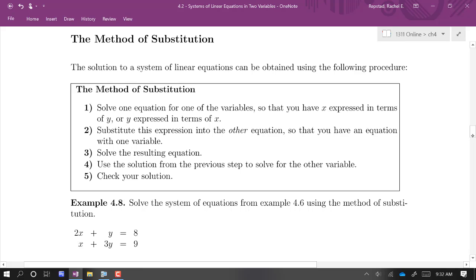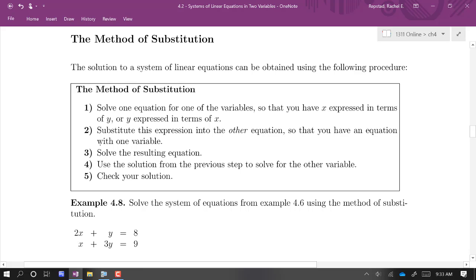Ideally, you make this choice so that you end up with the least amount of work to do, but it'll work either way. No matter which equation you pick, and no matter which variable you choose to solve for in that equation, it'll work. Sometimes there are choices we can make that make our work easier. So you get an expression, like x in terms of y or y in terms of x, from that first equation. Then you substitute that expression for that variable into the other equation.